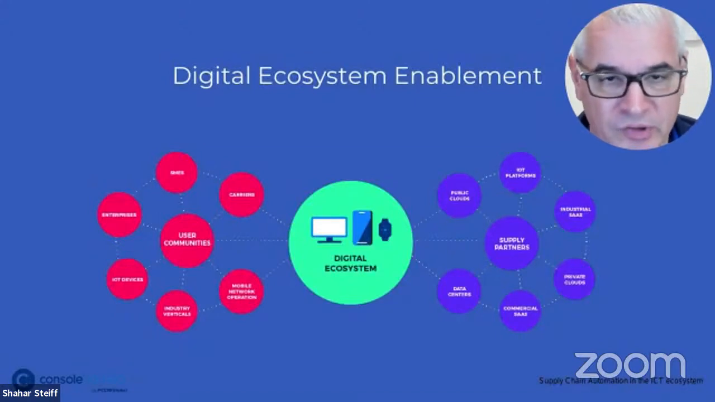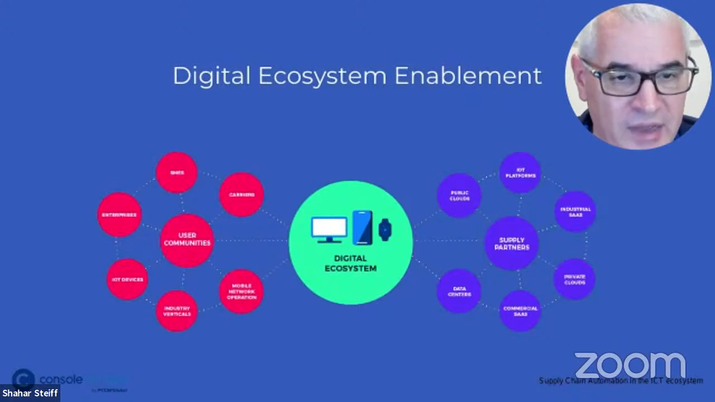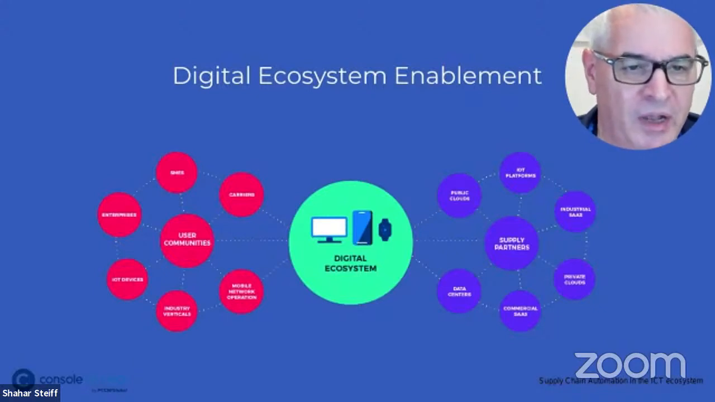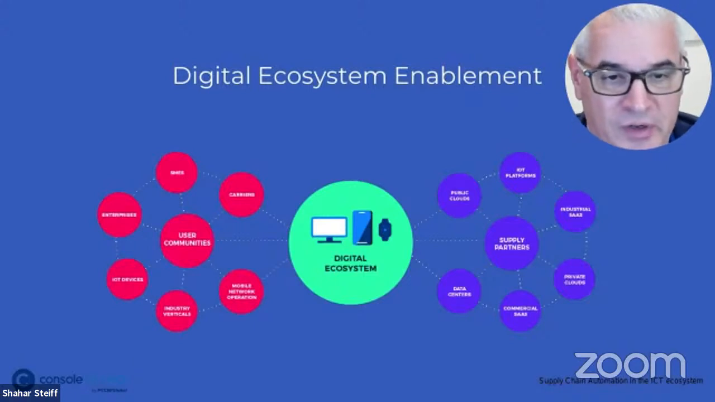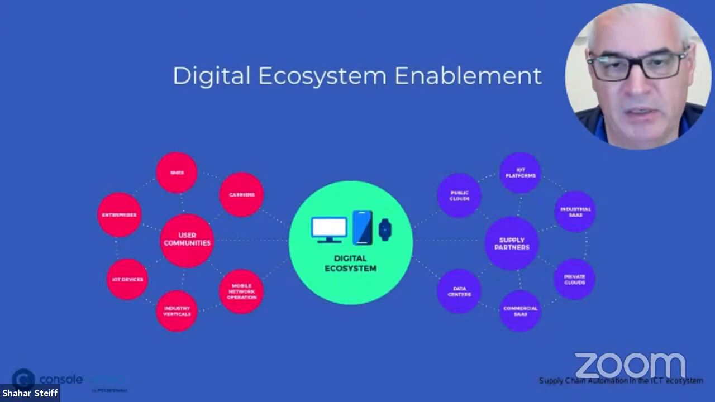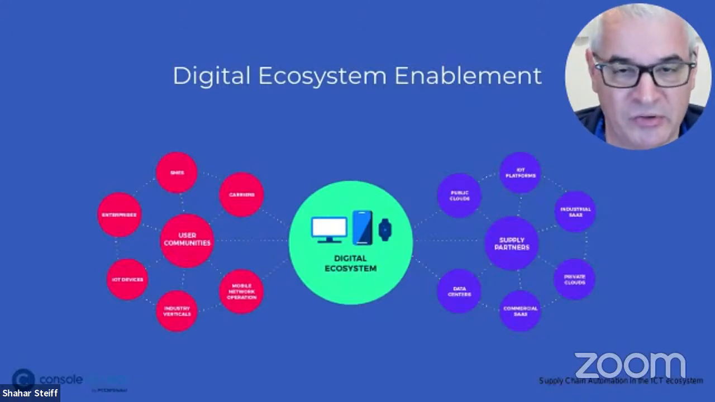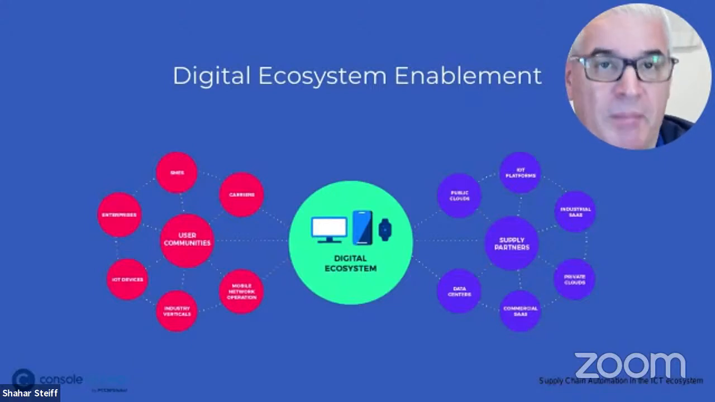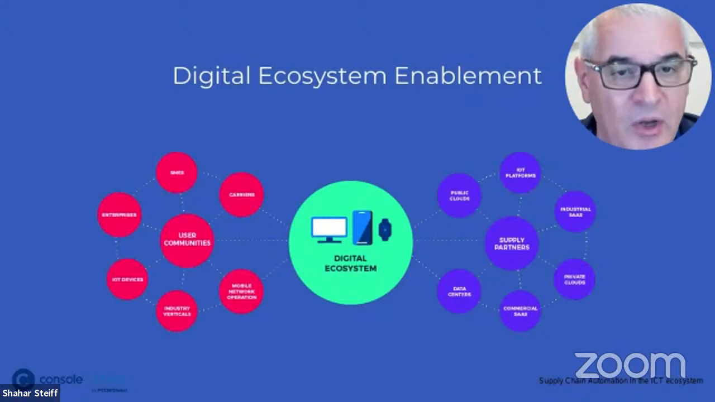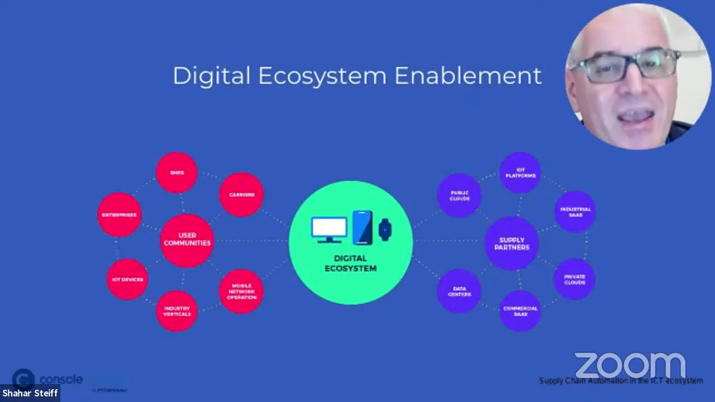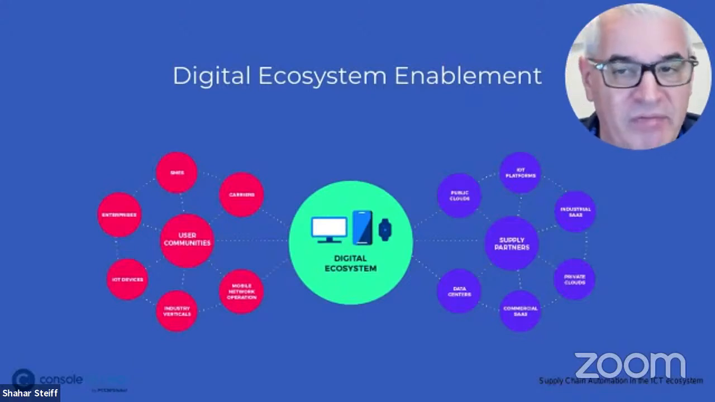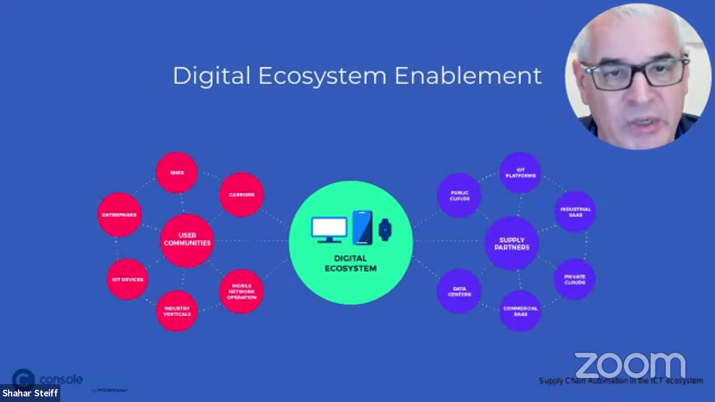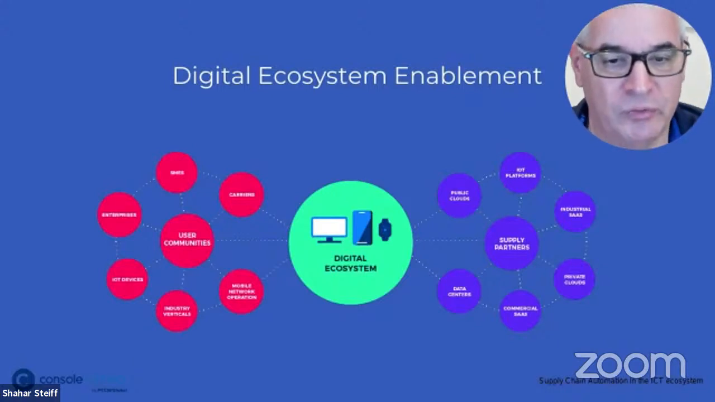We're enabling a digital ecosystem that on one side, on the left side, has the user communities, which could be carriers, SMEs, enterprises, IoT devices, industry verticals, mobile network operators. And on the other side, we have the supply partners, which could be public clouds, IoT platforms, industrial SaaS, private clouds, commercial SaaS, data centers. And some of those entities can actually be on both sides. We can both buy from a public cloud, but we can also sell to public cloud. We can both sell to carriers, but we can also buy from carriers, because sometimes the carriers have an element of service that we do not carry ourselves, and we need to take their elements of service in order to complement our services.